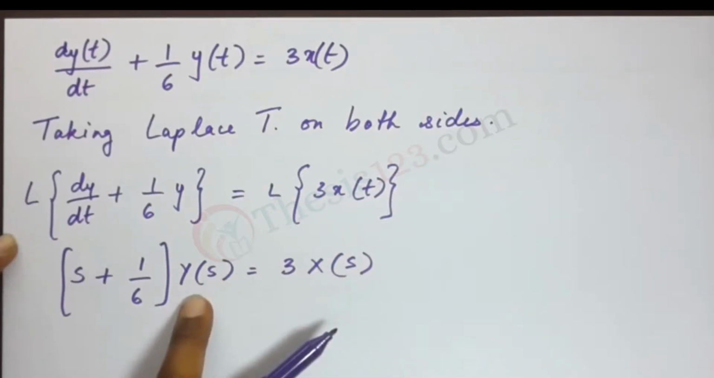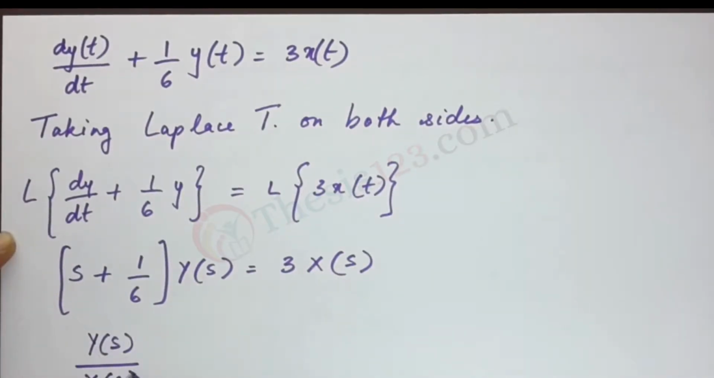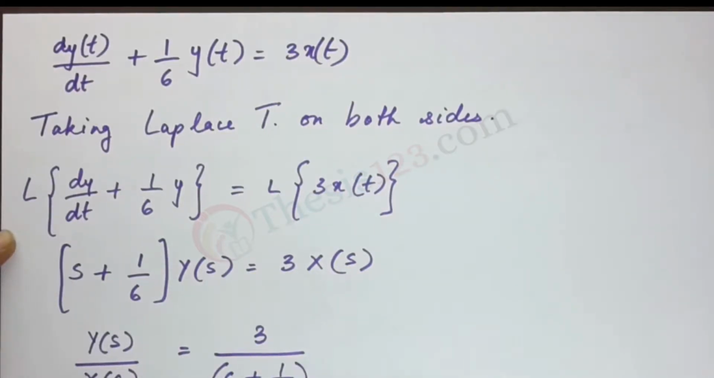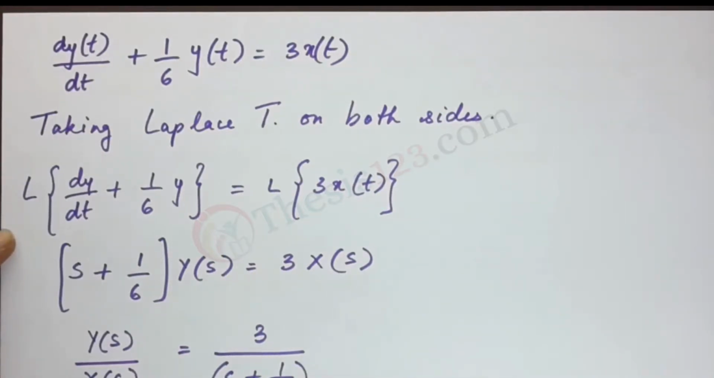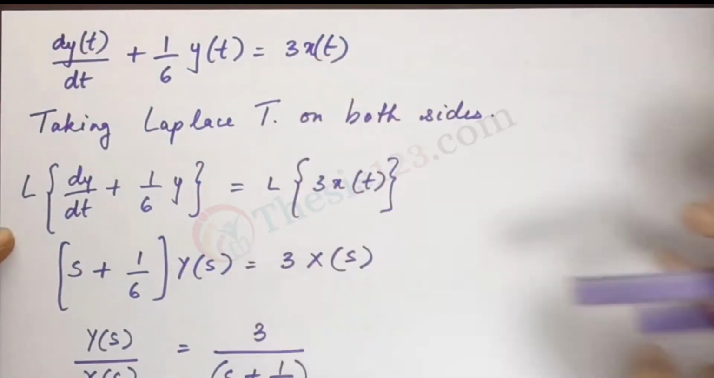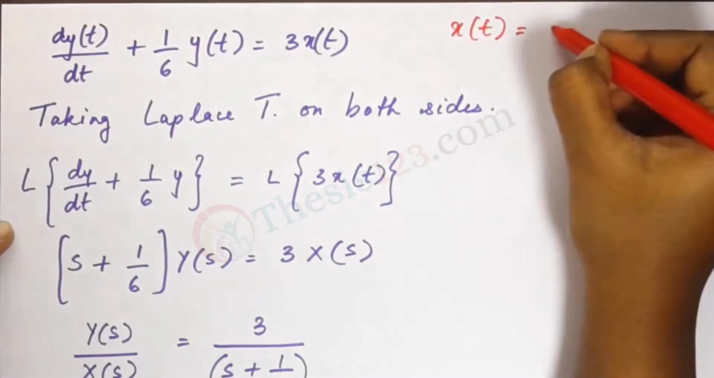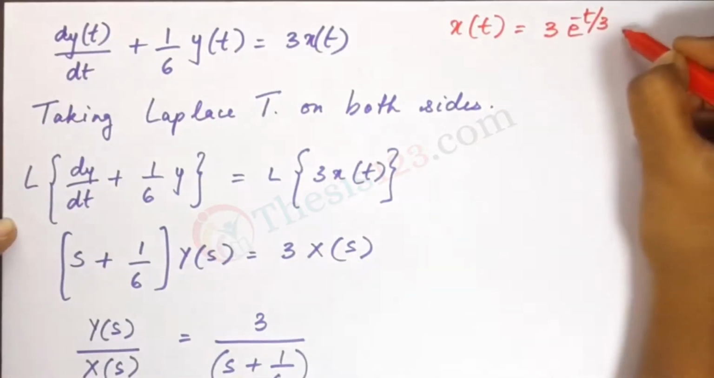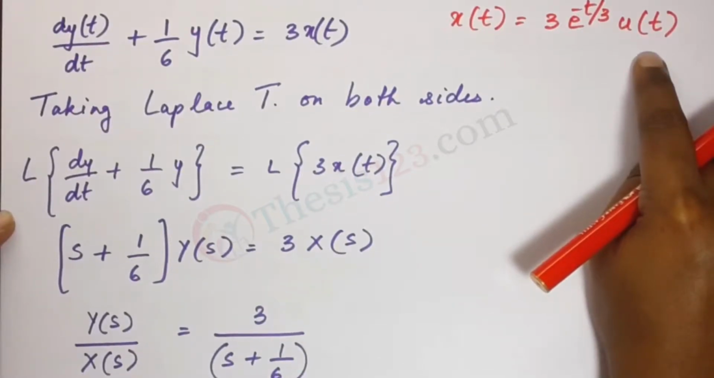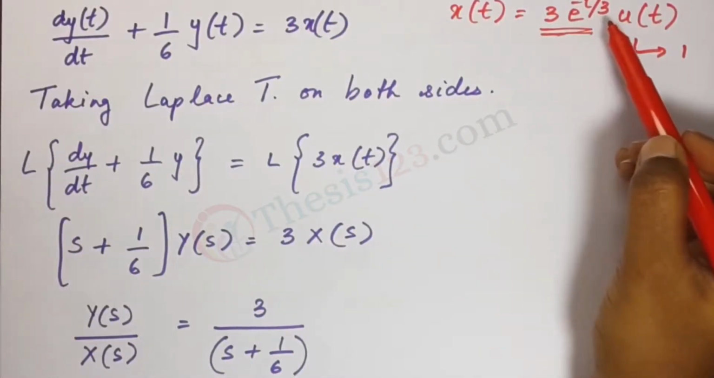Now let's take the ratio of y of s to x of s. Y of s by x of s can be written as 3 divided by s plus 1 by 6. Okay, so we have the ratio here. Now the next thing is we already have x of t. The input is given to us. The input here, x of t, is given as 3 e power minus t by 3 u of t. Now u of t is a step function, so we can consider it to be 1. So let's just concentrate on 3 e power minus t by 3.